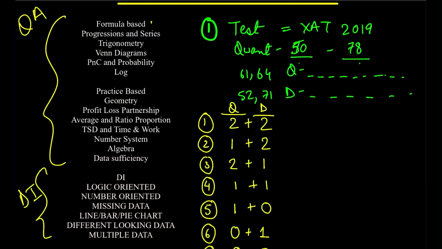Missing data and logic oriented. It's not everyone's cup of tea, but if you are able to do two questions correct out of those lucky two questions you got in DI, that means you have the potential to go deeper into DI.